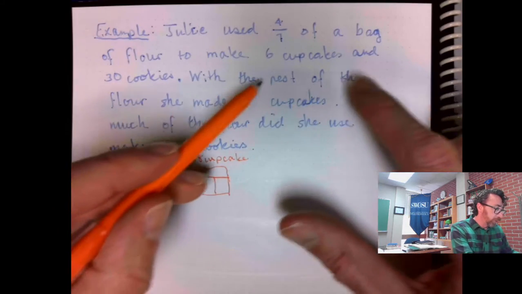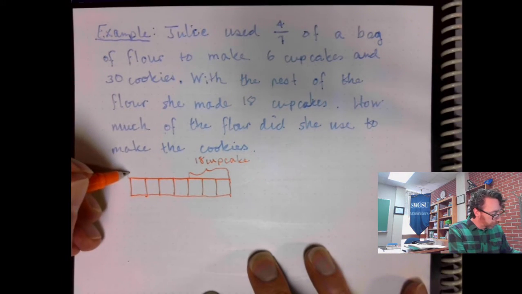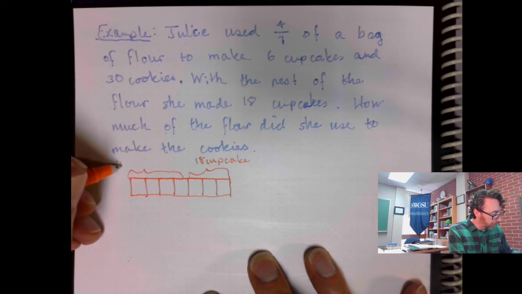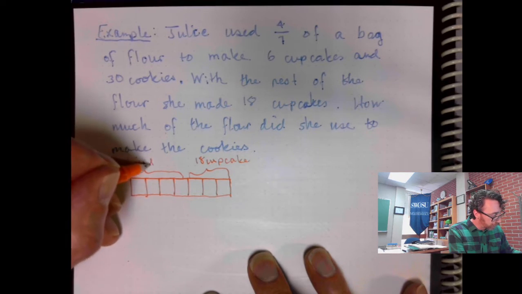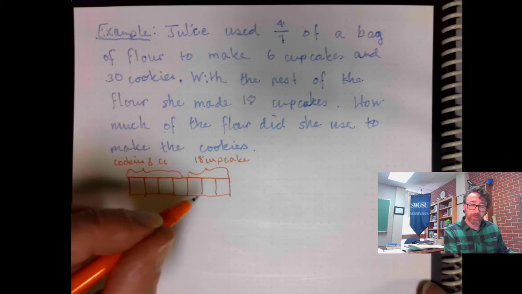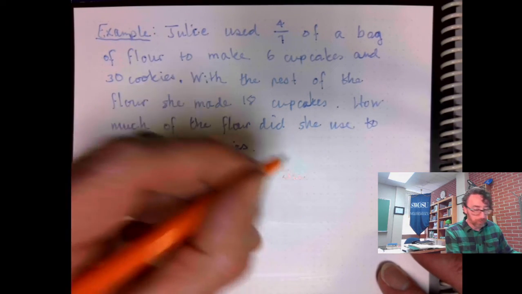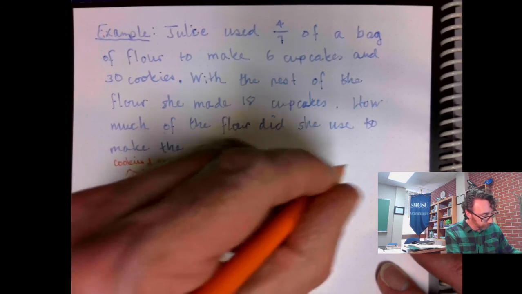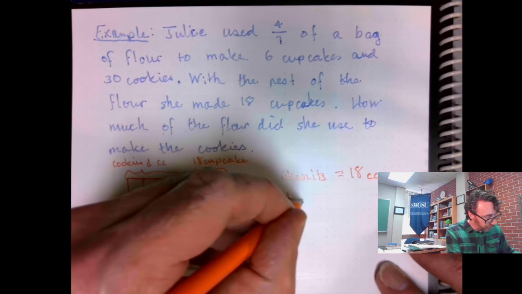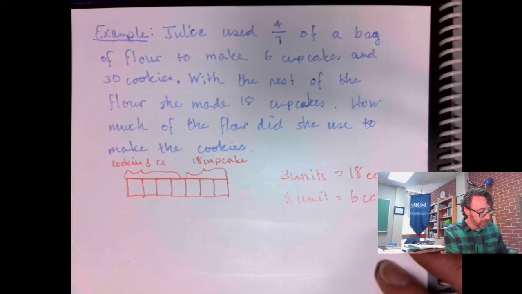I'm going to focus on this part here. She said, with the rest of the flour, she made 18 cupcakes. So this was the initial baking, cookies and cupcakes. And then this is the remaining flour that's used to make 18 cupcakes. So that tells me that 3 units in this diagram is equivalent to 18 cupcakes. So that means each unit must account for 6 cupcakes.